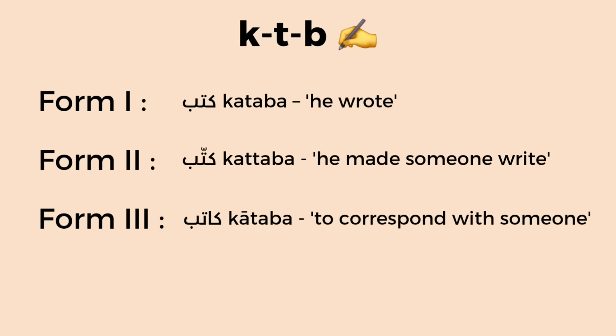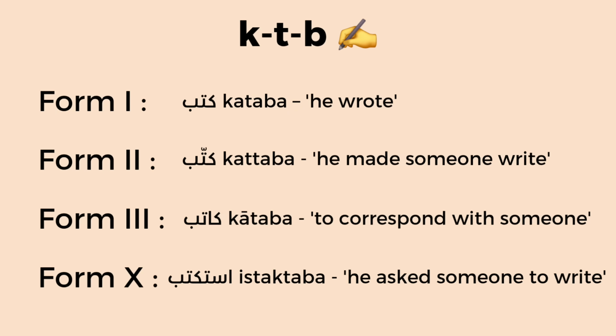Next, form 3 often conveys the sense of performing an action directed towards or for someone. To form this, we lengthen the first vowel of the form 1. In this case, kataba becomes kaataba, meaning to correspond with someone or to write to someone. And so on until the form 10, which most often has the meaning of requesting something. To form this, we remove the first vowel of the root and add the prefix ista before it. So kataba becomes istaktaba, meaning he asked someone to write. Each form follows a unique pattern and has different meaning, but the root remains central.